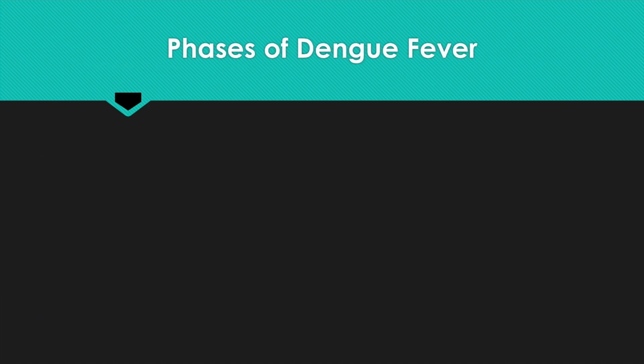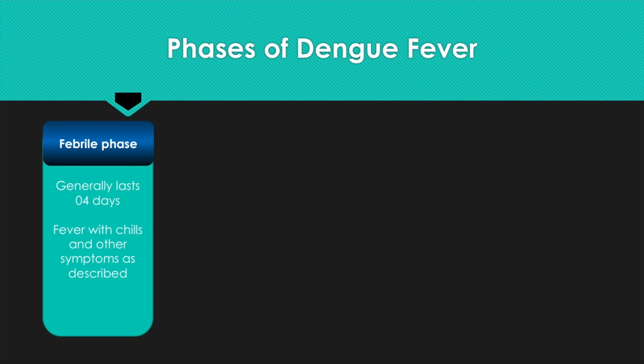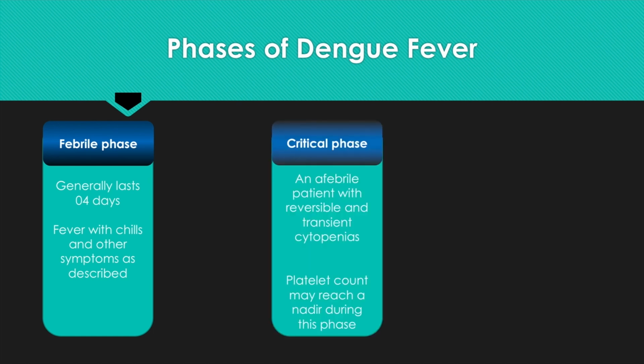The clinical phases of dengue fever include a febrile phase, which generally lasts 4 days and is accompanied by fever, chills, and other symptoms as described. Next is the critical phase, which lasts another 4 days and is characterized by thrombocytopenia. However, the patient experiences defervescence during the critical phase, in that the fever generally subsides.